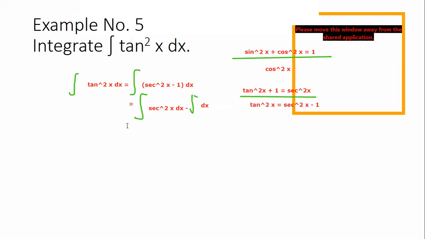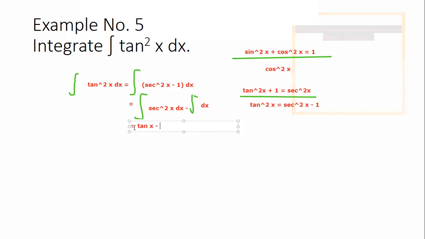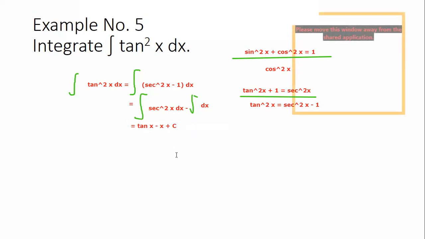The integral of secant squared x dx, based on our formula, is tangent x, minus the integral of dx based on our basic integration formulas, so minus x. And don't forget to add c to denote that we have finished integrating the trigonometric function. So the answer for our problem here is tangent x minus x plus c. Do you have any questions with our fifth example?